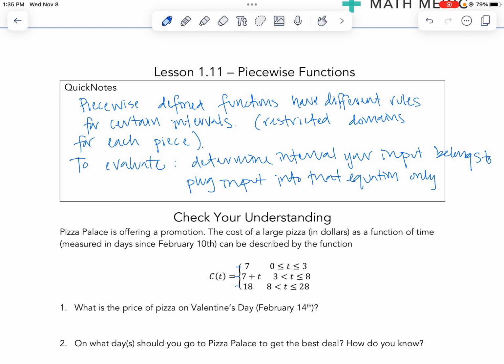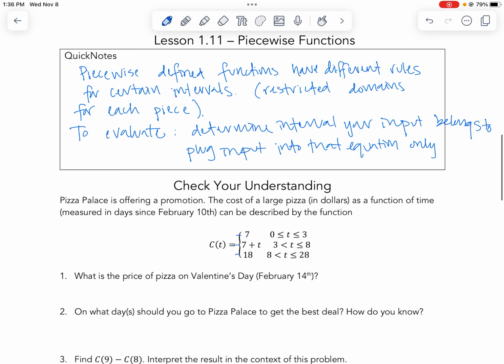Okay, so for example, Pizza Palace is offering a promotion. The cost of a large pizza in dollars, so that's C of T, as a function of time since February 10th can be described by this function. If you take a second to think about what this is demonstrating, it's demonstrating the cost of a large pizza since February 10th in time. So this means from 0 to 3 days since February 10th. In other words, it means from February 10 to 13.